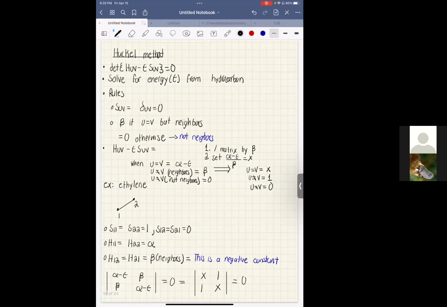Right here. So the next topic is the Huckel method, which pretty much just talks about the conjugation of electrons between each other in a hydrocarbon. By solving the determinant here, we can find the energies of the hydrocarbon. This is going to be based on the following rules. S_UV equals 0 if these are not neighbors, and it's equal to beta if they're neighbors.